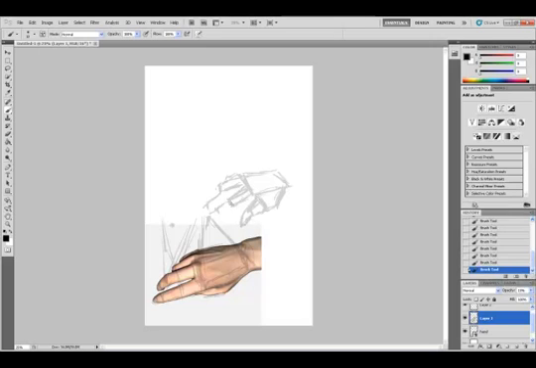But okay, we want to create the basic outline for the hand here.